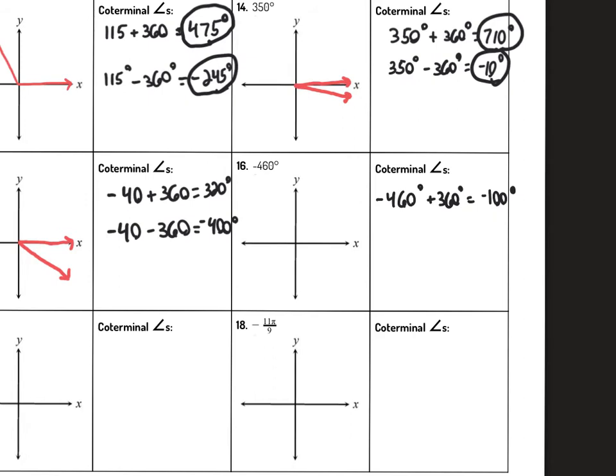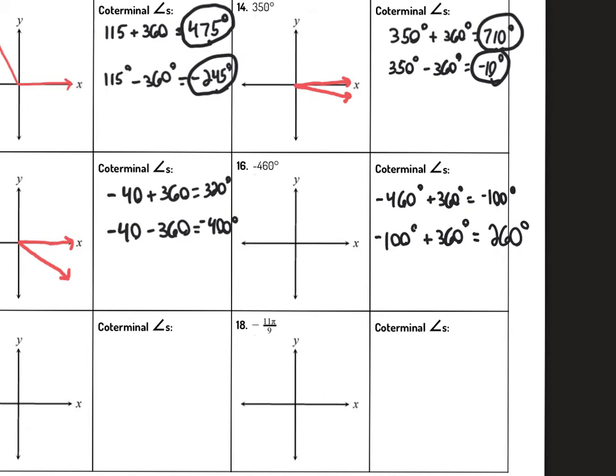Now I want a positive one. Instead of starting back at negative 460, I'm going to start at negative 100. I know that's a coterminal angle, and I'm going to add 360 degrees to it. And that will give me 260 degrees. So negative 460 degrees, negative 100 degrees, and positive 260 degrees are all coterminal angles.